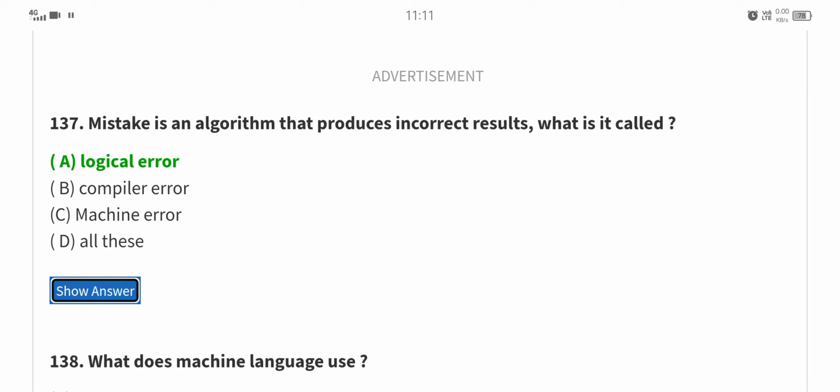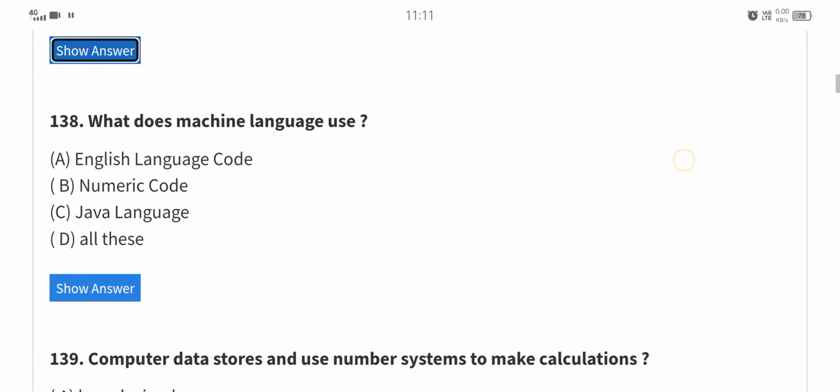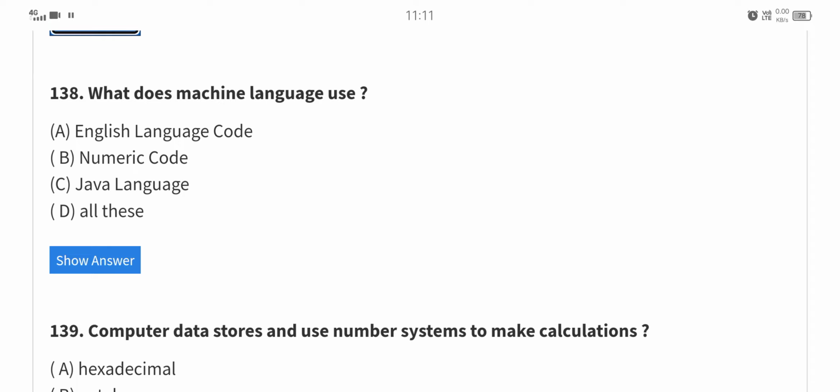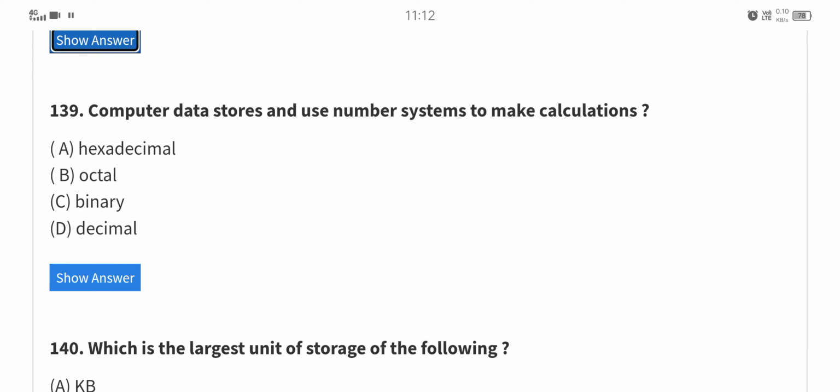A mistake in an algorithm that produces an incorrect result, what is it called? Logical error. What does machine language use? Numerical code. Computer data stores and uses which number system to make calculations? Binary.